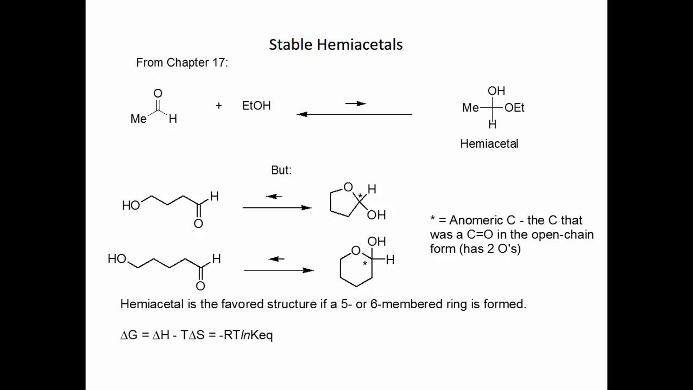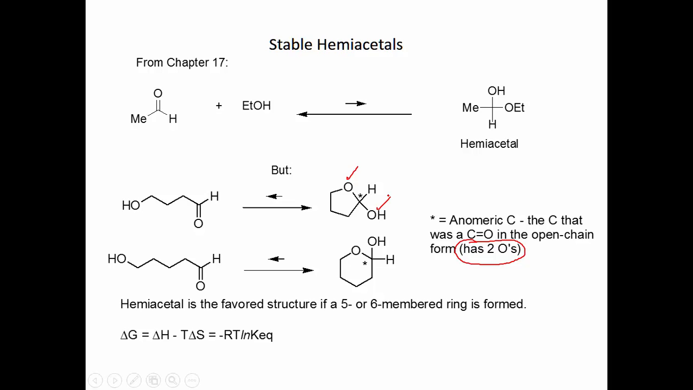and the equilibrium favors the hemiacetal form. This new stereocenter that we have here, this sp3 carbon that I've indicated with an asterisk, is going to have a special name. It's going to be called the anomeric carbon. It's the carbon that in the open chain form was a C double bond O. And this is how you recognize the anomeric carbon. It's the only carbon that has 2 oxygens on it. If you look at this asterisk carbon, there's 1 oxygen and 2 oxygens attached to that carbon, and that's what defines the anomeric carbon.